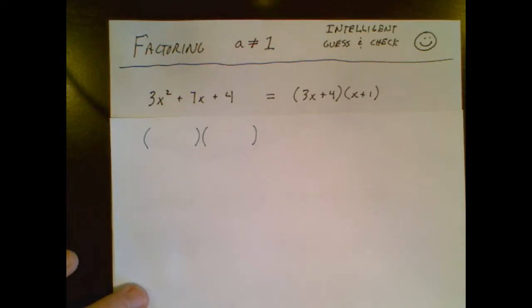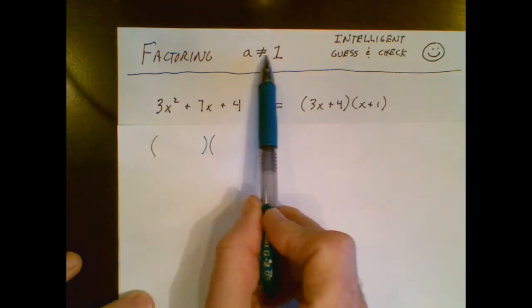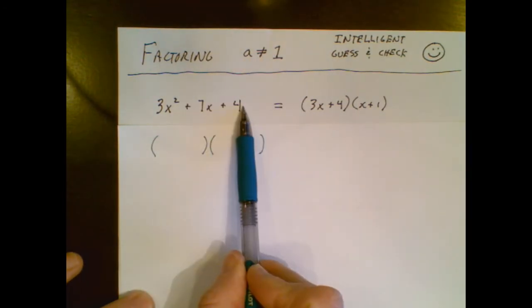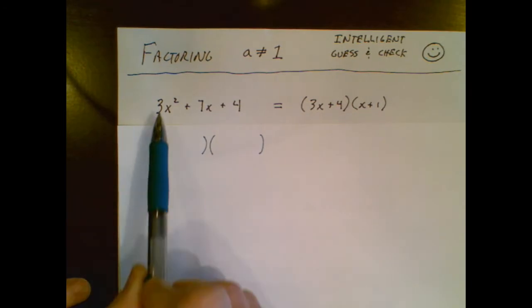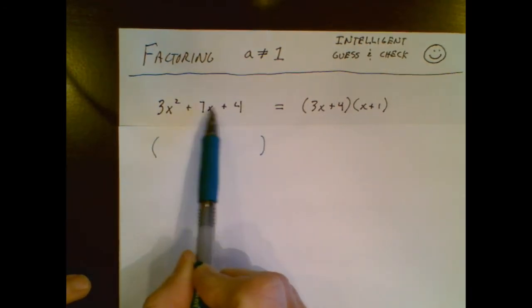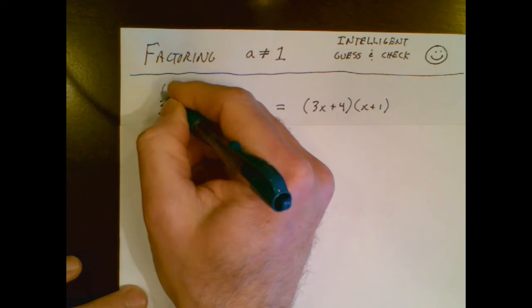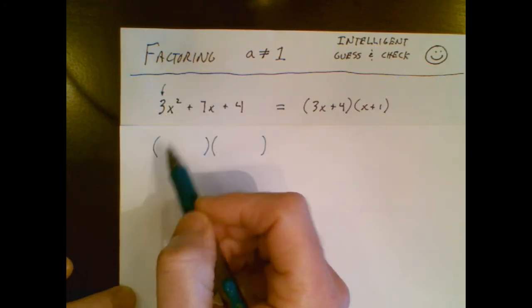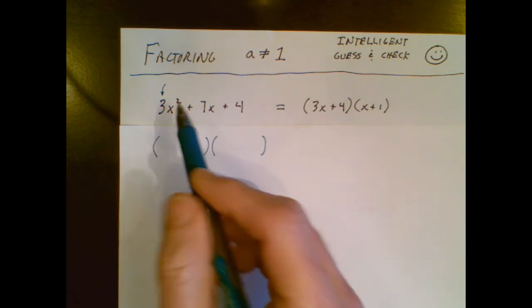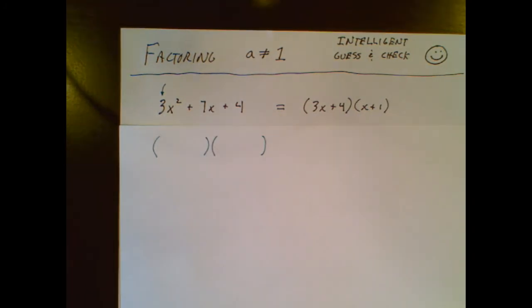This is the last factoring technique you're going to learn, and this is factoring when a does not equal 1 and we have a trinomial. You may or may not have noticed this, but we have been factoring trinomials quite a bit, but every trinomial we factored early on had a 1 as a leading coefficient. The problems we're going to work with today do not have a 1 as a leading coefficient, and that makes factoring a lot rougher.